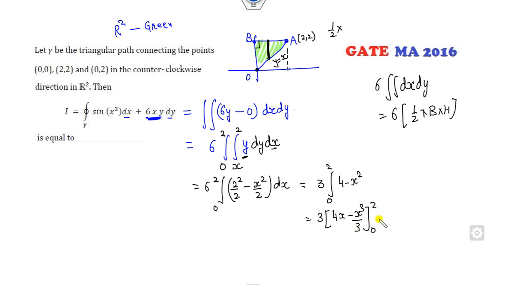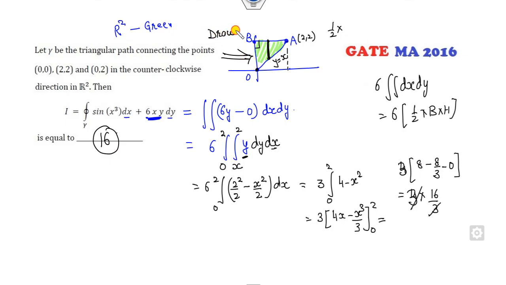So can you solve this integration? It's 8 minus 8 over 3 minus 0. So what is that? It's 3 into 8, 24, minus 8, so 16 divided by 3. So the right answer of this problem is 16. I already told you many times, you should always draw this diagram first and then you can solve the problem in a very simple manner.